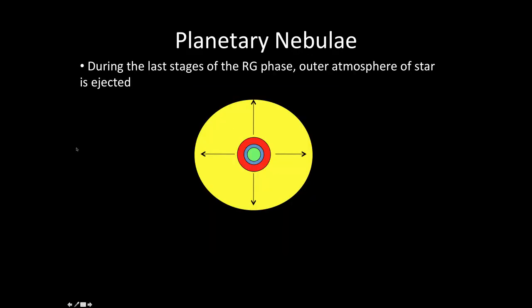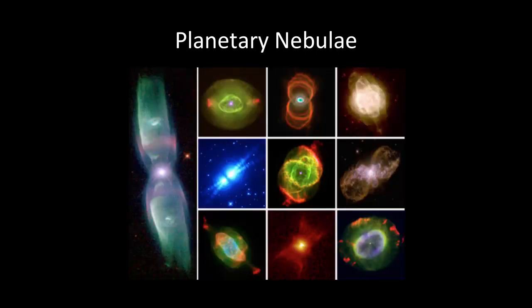As I mentioned, planetary nebulae are the very last stage of the red giant phase when the outer atmosphere of the star is ejected. The ejection of the outer atmosphere creates incredibly beautiful nebulae, as shown here. These are all stars exiting the red giant phase, their outer layers drifting into space and leaving behind their dead core as a white dwarf.